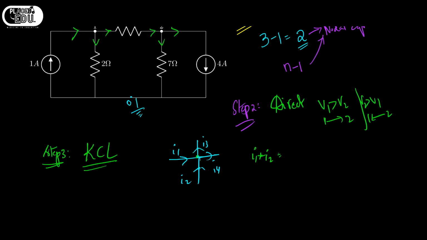is equal to the sum of currents leaving the node. Here I3 and I4 are leaving, so I3 plus I4. This is KCL. KCL depends purely on the node, so we will have two equations because we have two nodes other than the reference node.